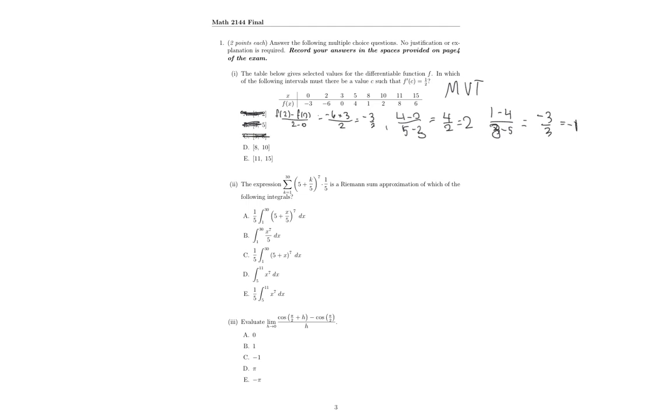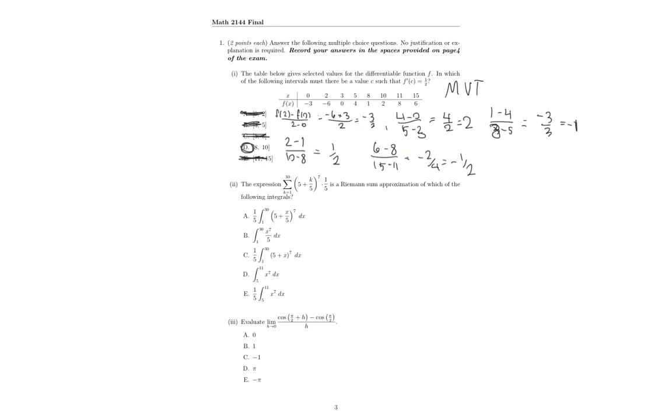From 8 to 10, it's going to be 2 minus 1 over 10 minus 8, which is 1/2. Well, that one works, so that's going to be true for that one. Just for the sake of completeness, let's check this next one. It's going to be 6 minus 8 over 15 minus 11, minus 2 over 4, which is negative 1/2. So it's negative, that doesn't work. If it's positive 1/2, it would be. So this one is just D.